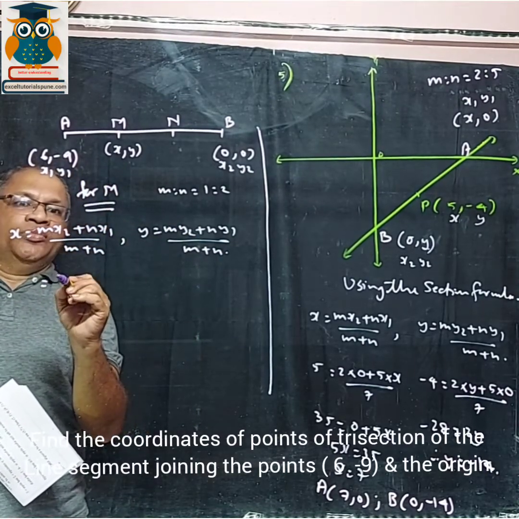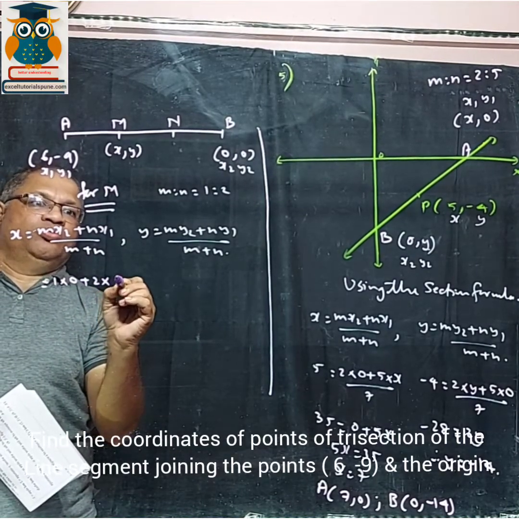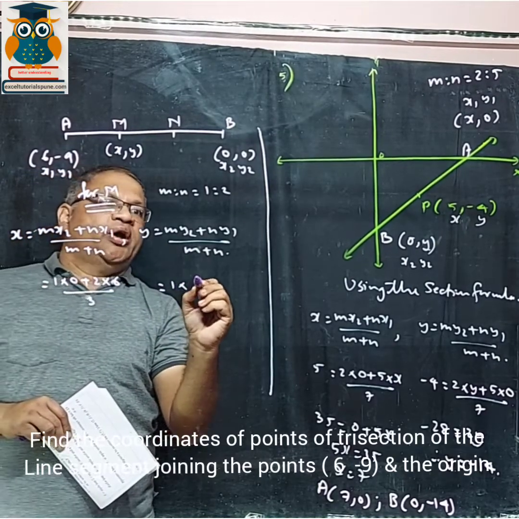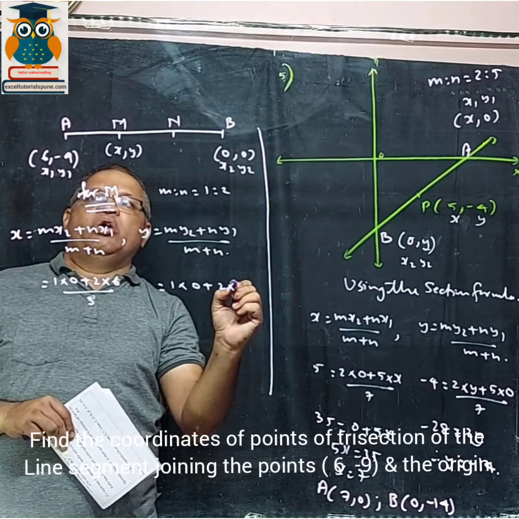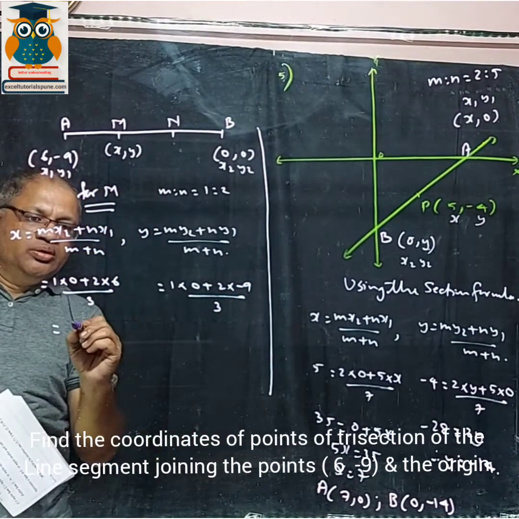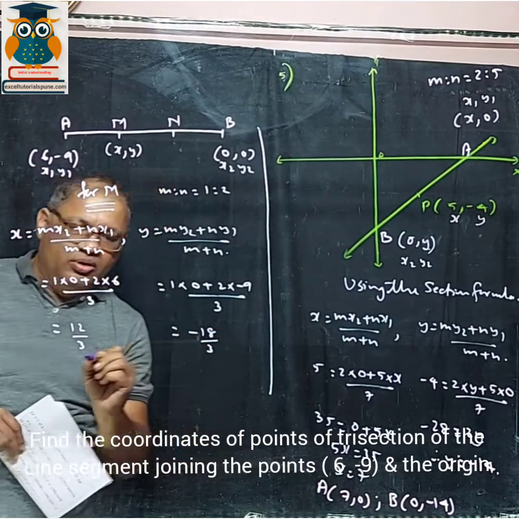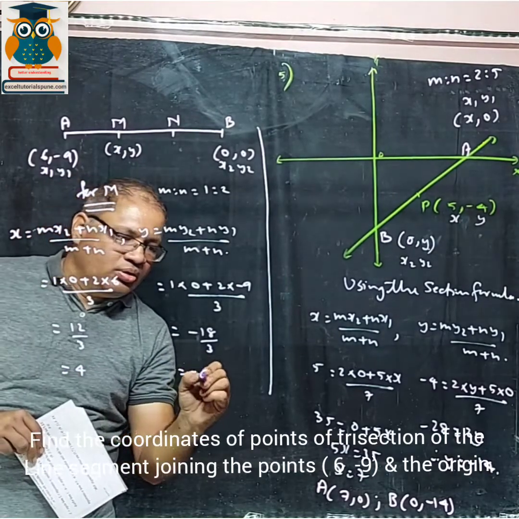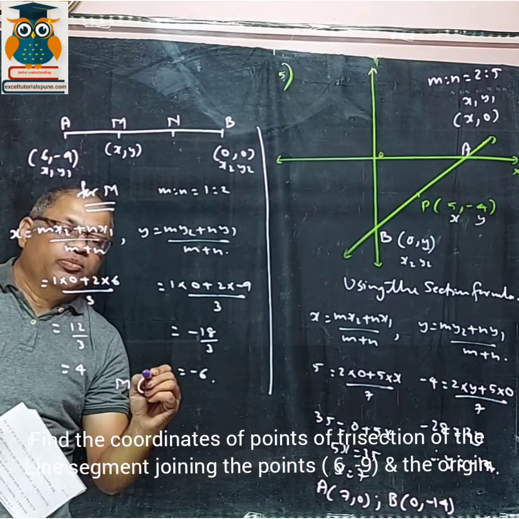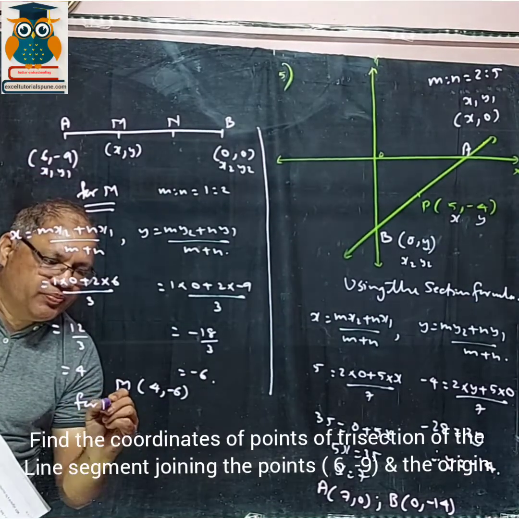M is 1 and x2 is 0, plus 2 into 6, upon m plus n, 2 plus 1, that is 3. Same way, 1 into y2 is 0, plus 2 into y1 is minus 9, 3. That comes to 12 upon 3, and this will be so then you got the values of m as 4 and minus 6.